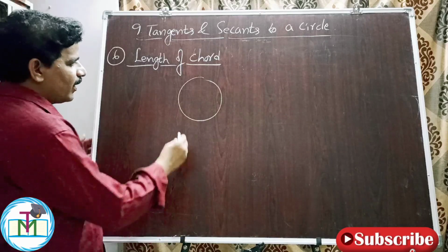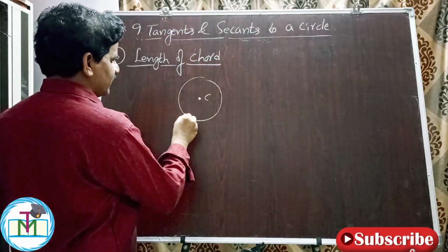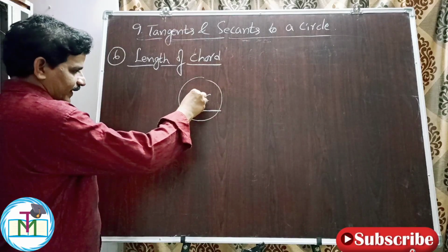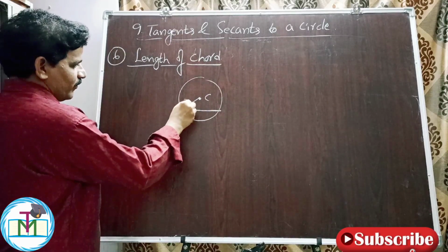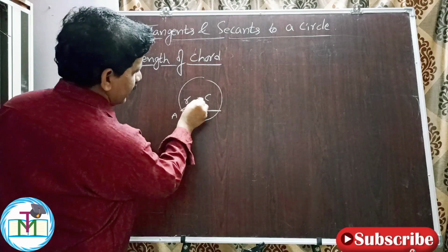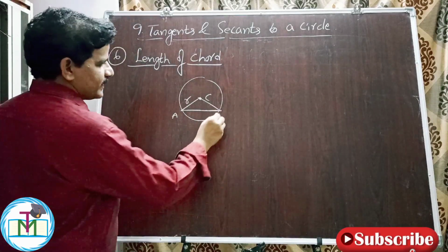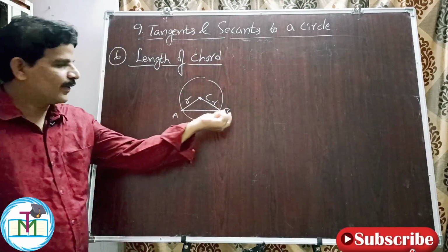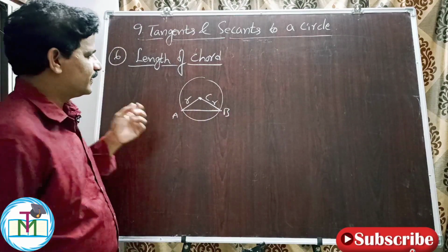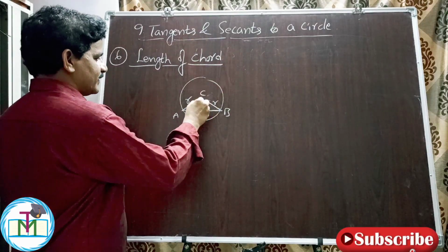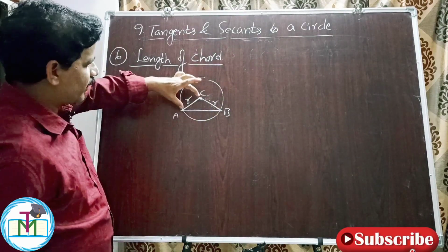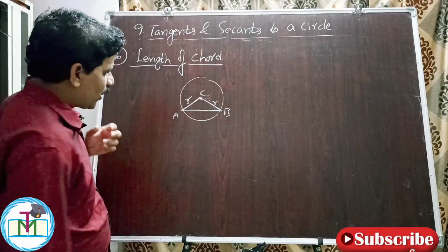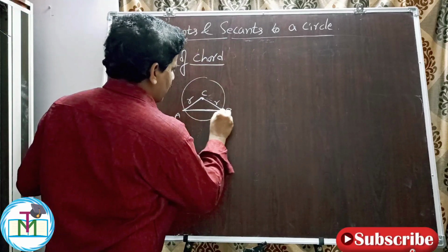The length of a chord is given by a formula. Here is the center. This is one chord. If you see here, this is the radius. This is a point A, and AC is R, the radius of the circle. This is also a point B, and this is also a radius. So A and B are 2 points on the circle. Therefore, if I take this as C, AC is equal to R, because this is the radius. Similarly, BC is equal to R, the radius.